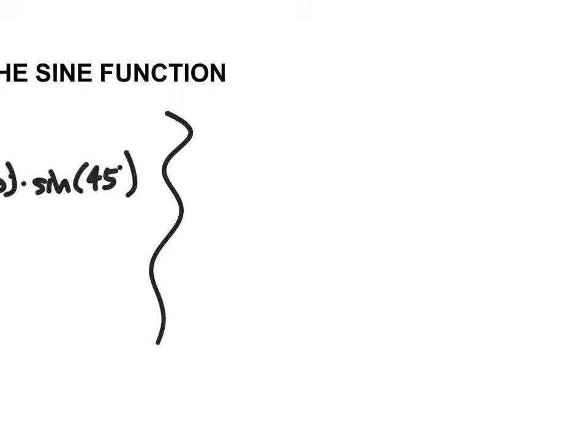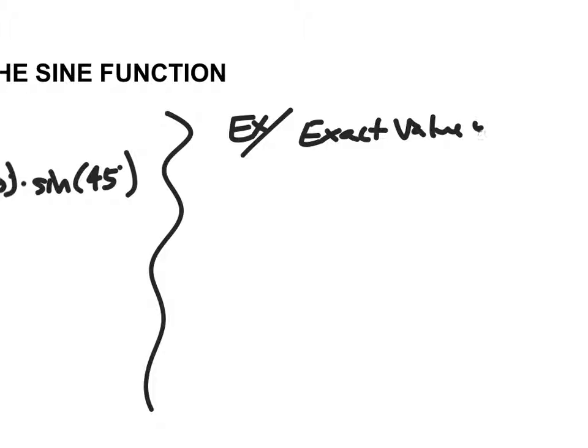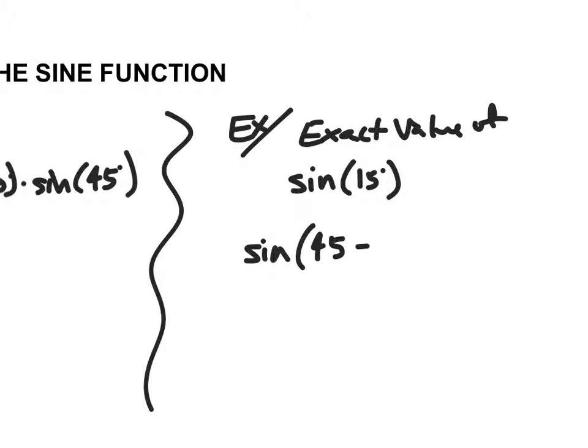Similarly, let's find the exact value of, say, sine of 15 degrees. We won't do the 375 or whatever it was. I'm going to write this out as sine of 45 minus 30. I don't need to put the sine in there.